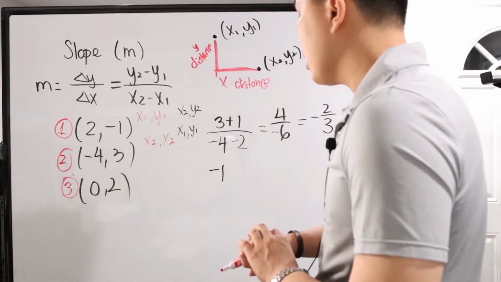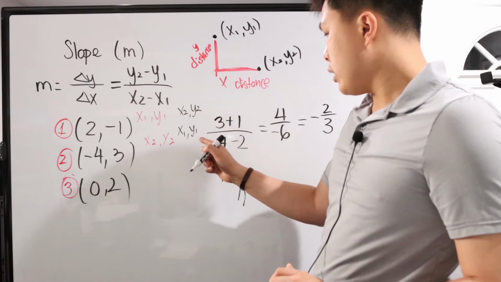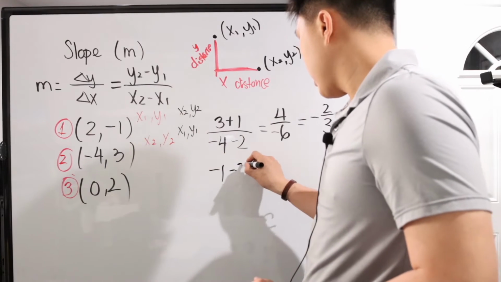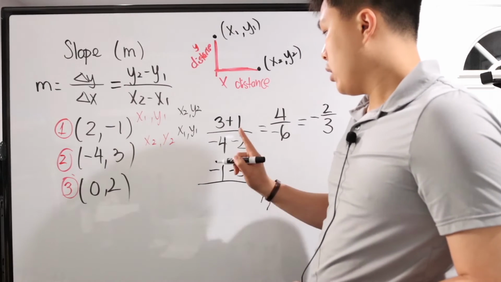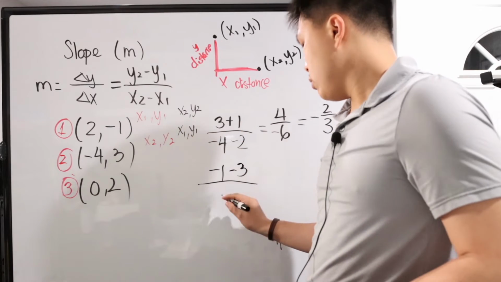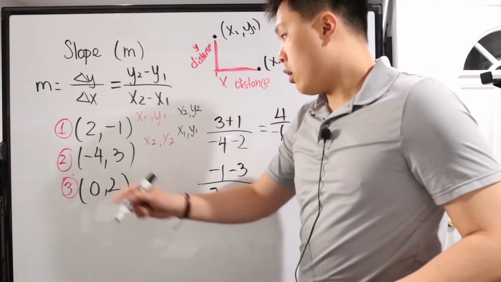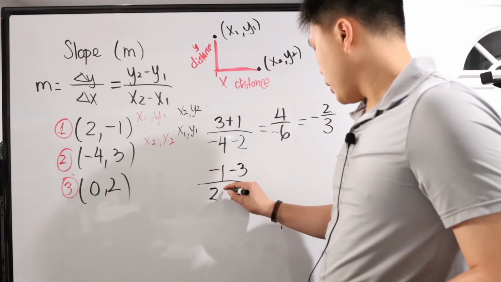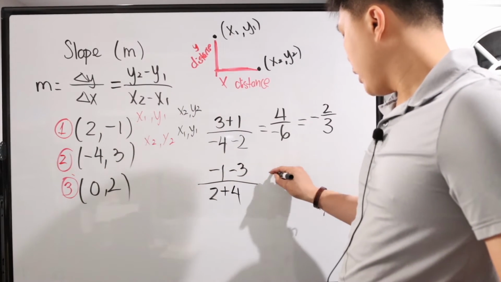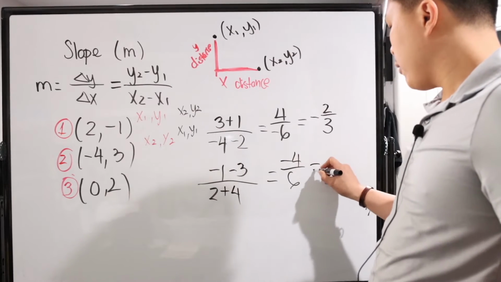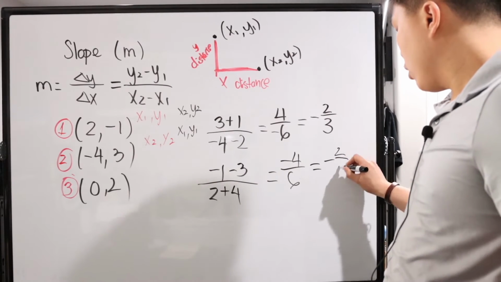Negative 1 right here. And our y1 is going to be 3. It's going to be subtract 3. Okay, that's the top. x2 is going to be 2. x1 is going to be negative 4. So it's going to be minus, minus, going to be plus 4. So we end up with what? Negative 4 on top, 6 at the bottom. If we simplify, it's still negative 2 over 3.